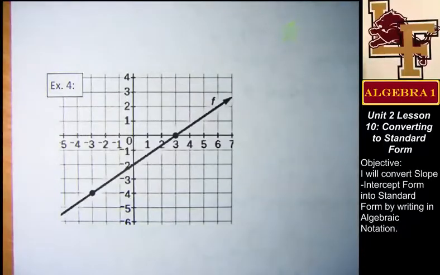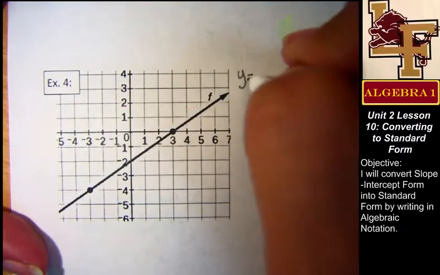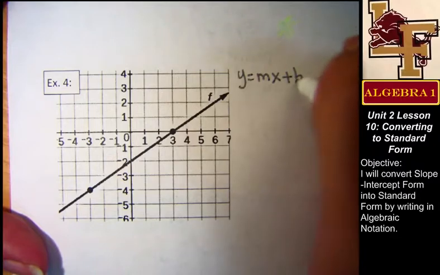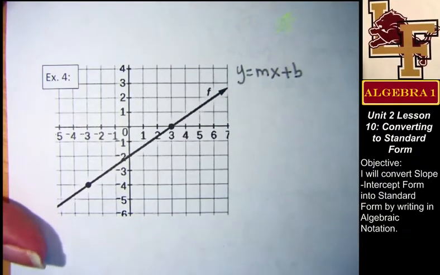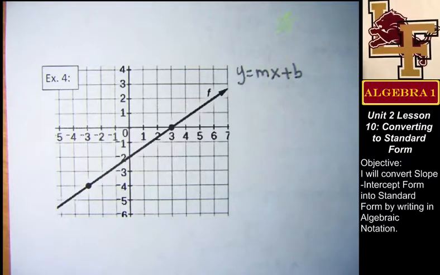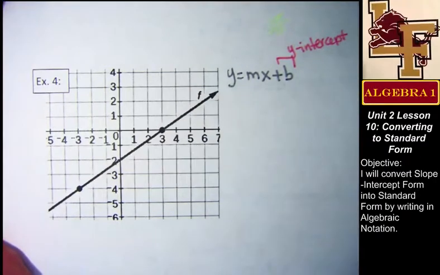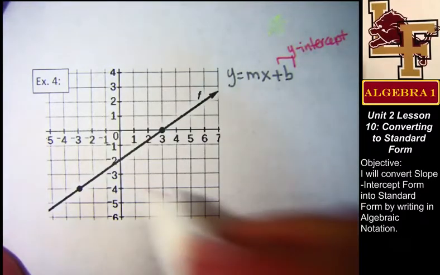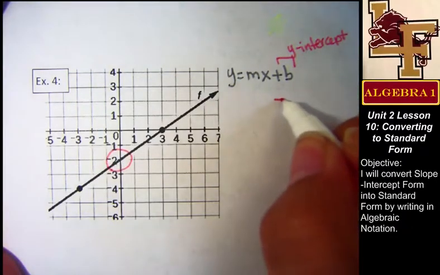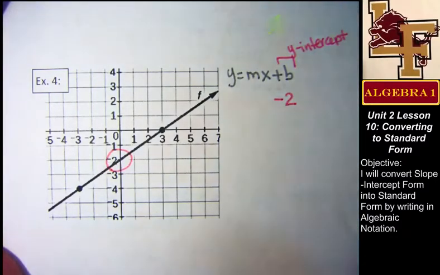Example number 4. I would like the equation for this line in standard form. What? It's super easy. We're going to start with something we already know. We know slope-intercept form of the line, y equals mx plus b. We also know that b is the y-intercept. What is the y-intercept of this particular line? -2. So I'm going to replace the b with a -2.